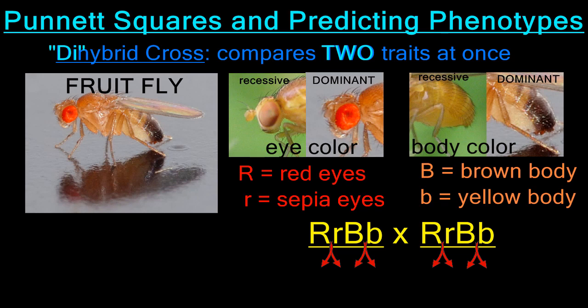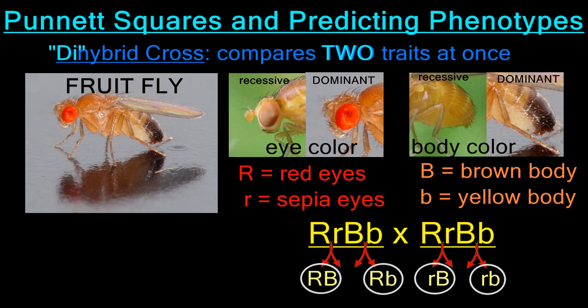So our next job is to figure out all the different combinations of R's and B's that the gametes can have. In the female eggs, we could have big R, big B, big R, little b, little r, big B, or little r, little b. Each of these gametes have only 1 R and 1 B. The same combinations of alleles could be found in the sperm of the male fruit fly.